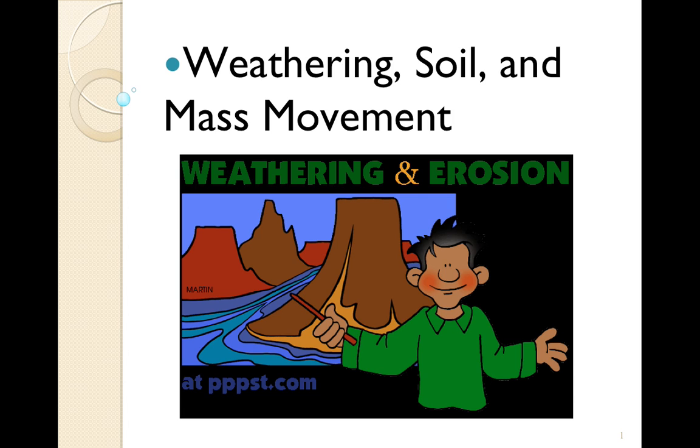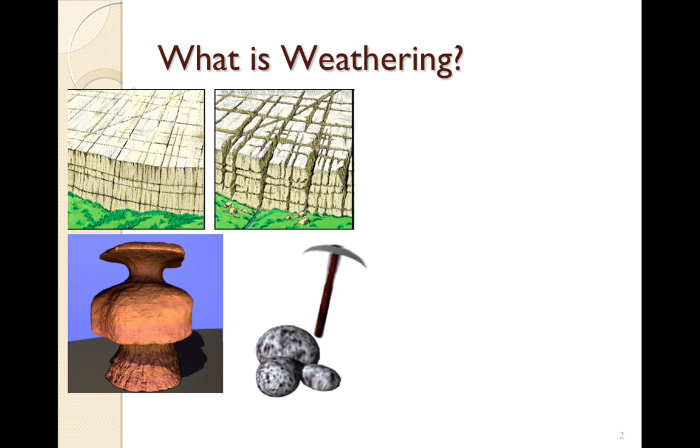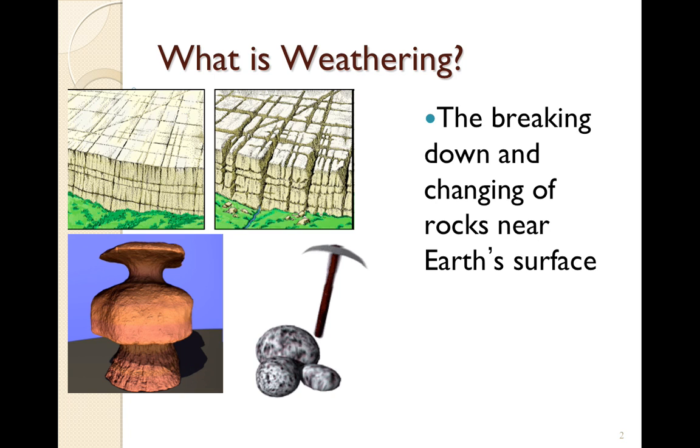But before we can discuss soil, we need to talk about how soil is formed, and that process is known as weathering. So, the first thing I want you to ask yourself is, what is weathering? Think about what's happening and how does it happen. So, weathering can be defined as the breaking down and changing of rocks near the Earth's surface. On Earth's surface, we have all these different rocks that are exposed to the elements, and as different processes happen, they're going to begin to break down and weather.